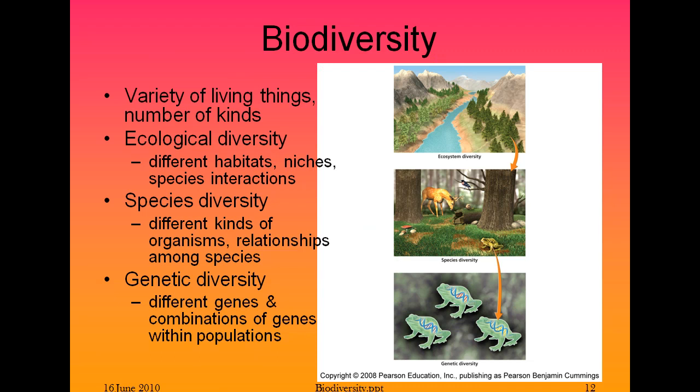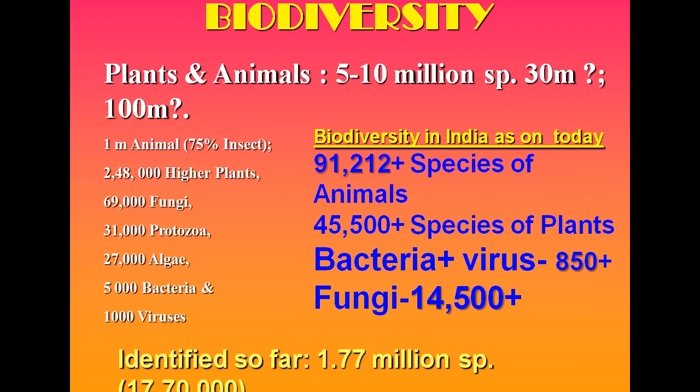Species diversity means different kinds of organisms and their relationship among the species. Then the genetic diversity, different genes and their combination, and all the genes found within a population, we call it as genetic diversity. Probably this slide will give you some information about the magnanimity of this biodiversity.